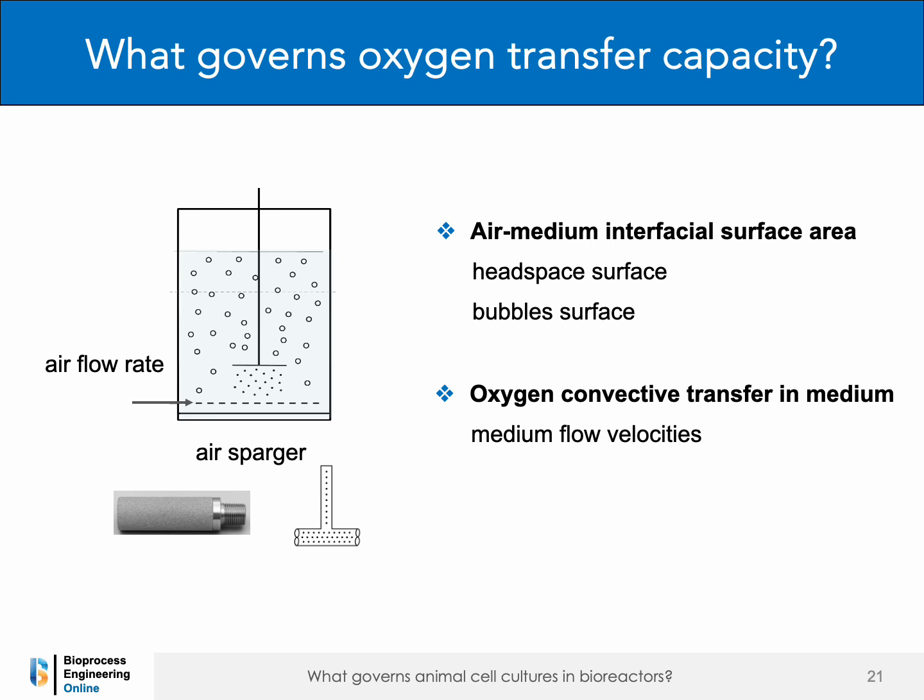The oxygen transfer capacity of a bioreactor is primarily determined by the gas-liquid interfacial area available within the system. This includes the surface of the culture medium exposed to the headspace and the surface area of dispersed air bubbles, which generally provides the dominant contribution. The bubble surface area depends on the airflow rate supplied to the culture and the type of sparger, which strongly influences bubble size distribution. In addition, oxygen transfer capacity is affected by the efficiency of oxygen transport within the liquid phase, which depends on convection and mixing intensity, that is, the fluid velocities and turbulence within the medium.